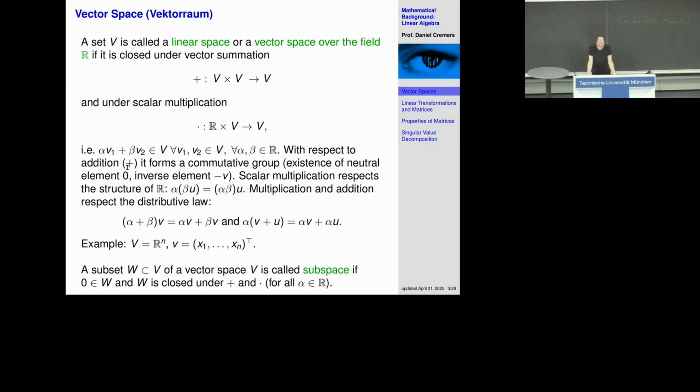In addition, with respect to the addition, this forms a commutative group. That means you have a neutral element, a zero element, that's the zero vector. You have for every vector an inverse vector. So for v, you have minus v. And then in addition, the scalar multiplication respects the structure so that you have this law that alpha times beta u is the same as multiplying alpha and beta together and then scaling the vector u with it.